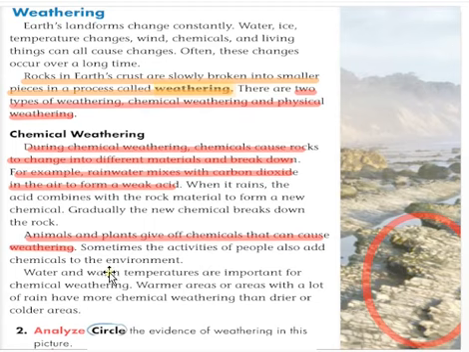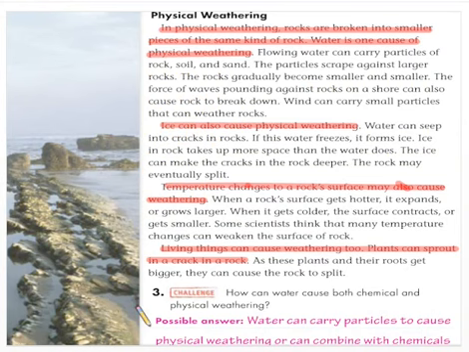Okay, water and warm temperature are also important for chemical weathering. As I mentioned a while ago, warmer areas or areas with a lot of rain have more chemical weathering than drier or colder areas. Okay, I mentioned that one a while ago. Okay, let's go to this. Physical weathering. In physical weathering, rocks are broken into smaller pieces of the same kind of rocks. Water is one cause of physical weathering.